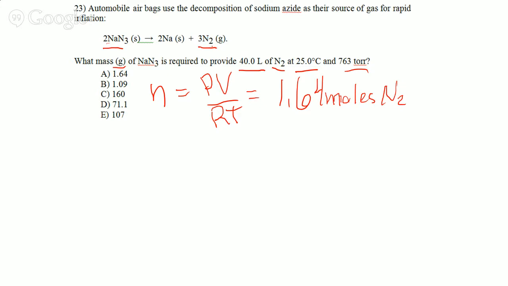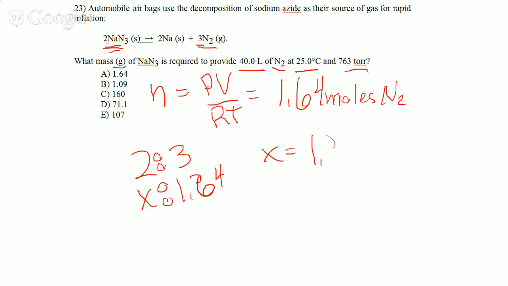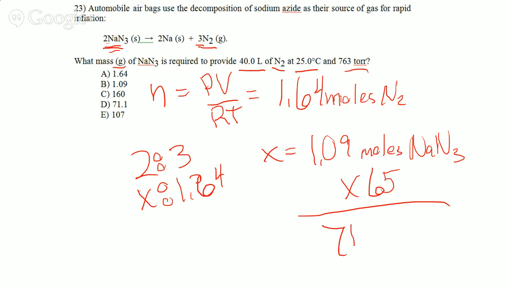Next, we look at the ratio between N2 and NaN3, sodium azide. It's a 2-to-3 ratio, and this 1.64 is our 3, on this side. So you solve for x, with a little cross multiply and divide. You get x equals 1.09 moles of NaN3. Now it wants it in grams, so we simply multiply by the GFM, which I found to be 65 grams per mole, and you get 71.1 grams, which would be choice D, as in David.